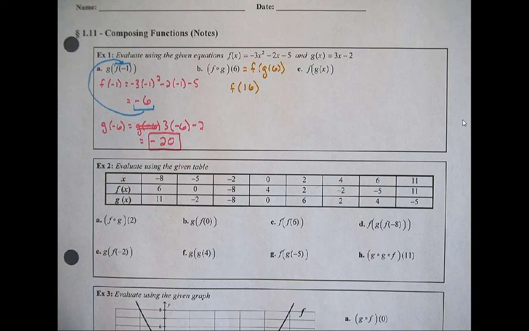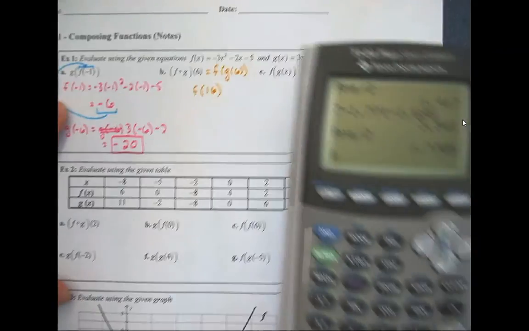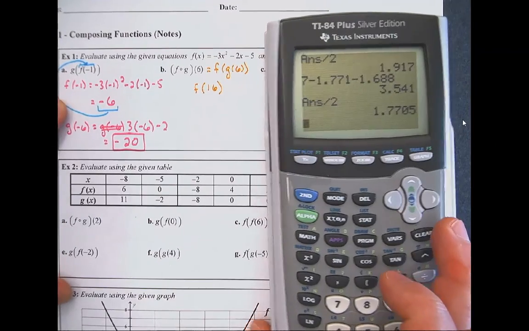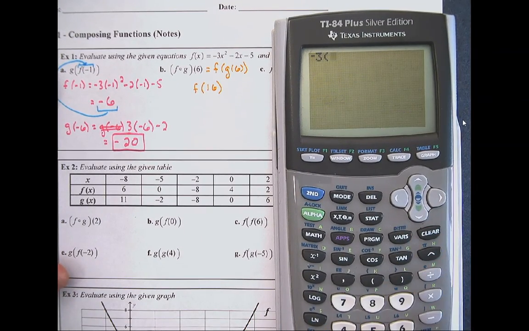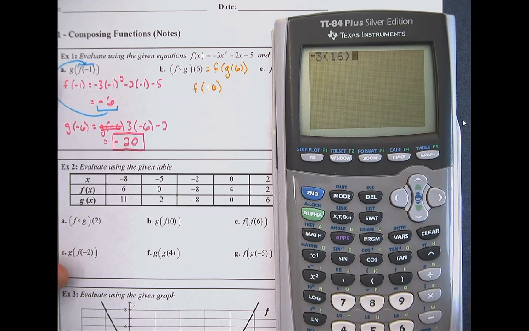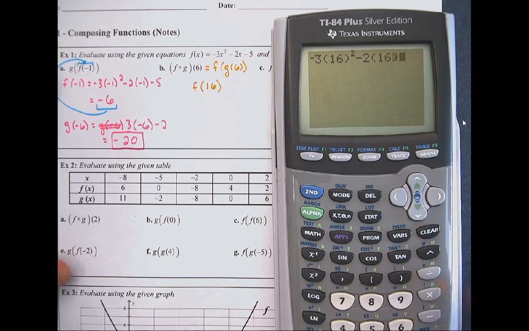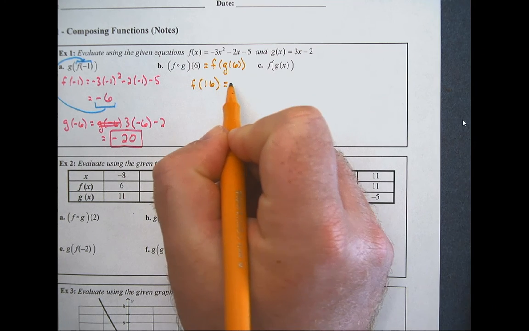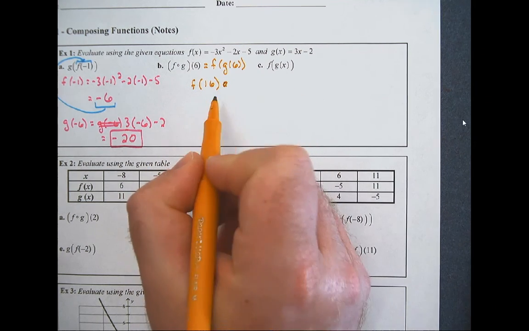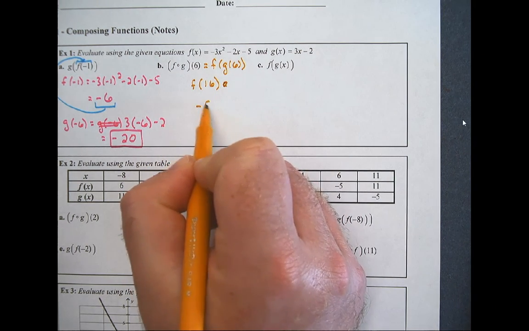I need my calculator to do this. So I'm going to type in negative 3. So my function is negative 3 times the quantity, we figured out that our new input was 16, squared. Subtract 2. Our input is 16. And then subtract 5, and I get negative 805. I want to just write it as negative 805.